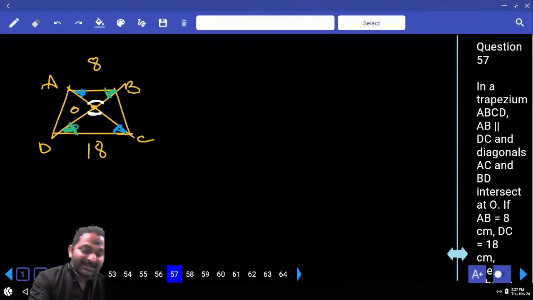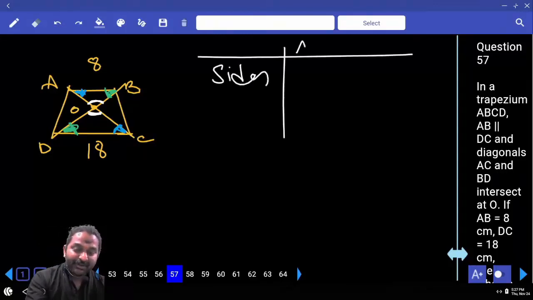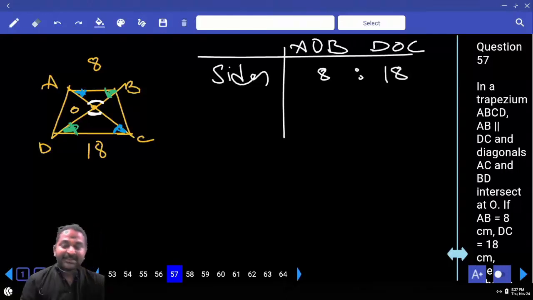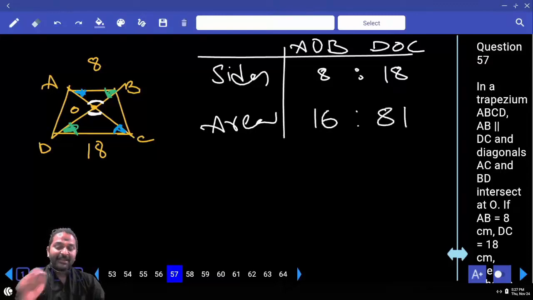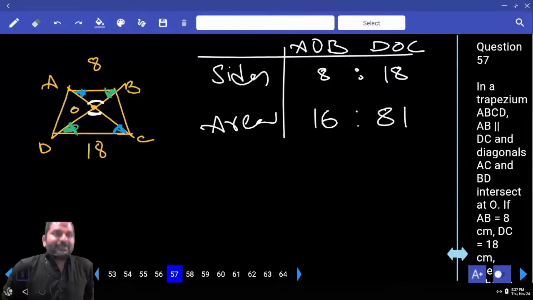In similar triangles, sides ratio for AOB and for DOC, sides ratio, come on, 8 and 18. What is ratio here? 4:9. Then area, in the sense it's 2-dimensional, right? If it is 2-dimensional, we have to take squares. Simplified ratio is 4:9 and its square ratio is 16:81. Area ratio 16:81.